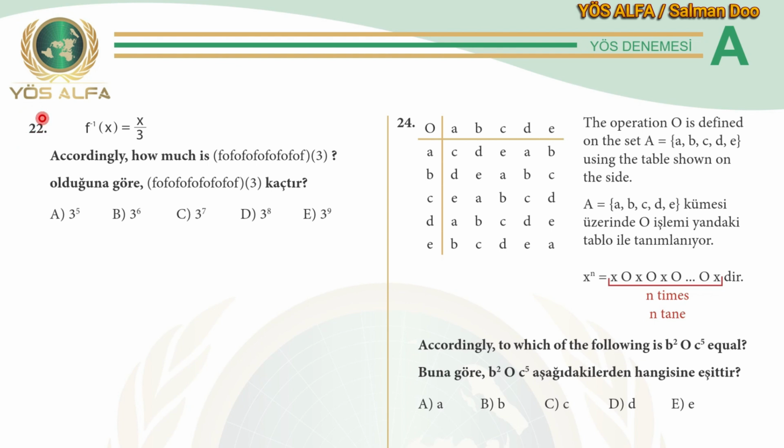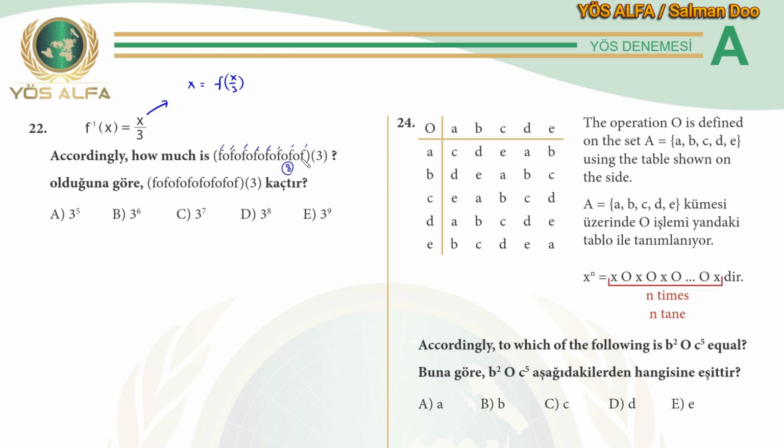Number 22. The inverse function is given, and this one is asked. So we'll first change the inverse function to the normal function. X is equal to f of x over 3. And how many times do we have f here? Let's count this. 1, 2, 3, 4, 5, 6, 7, 8. So there are 8 times the function f.